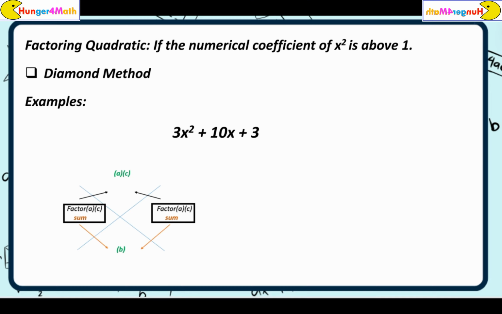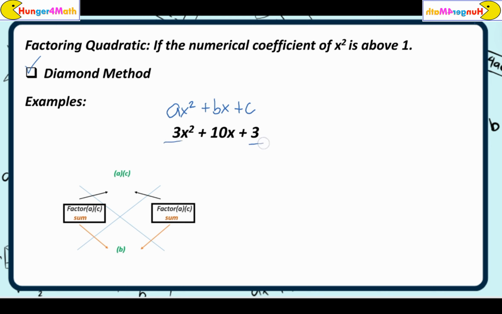Next is factoring quadratic if the numerical coefficient of x squared is above 1. And we're going to use the diamond method. The given here is 3x squared plus 10x plus 3. It's in the form of ax squared plus bx plus c.